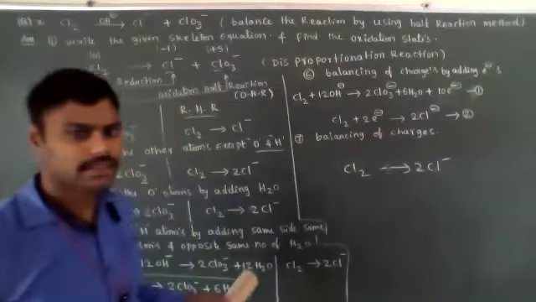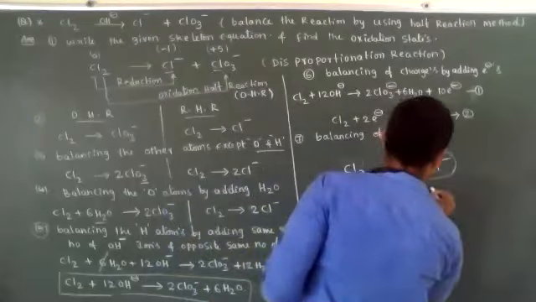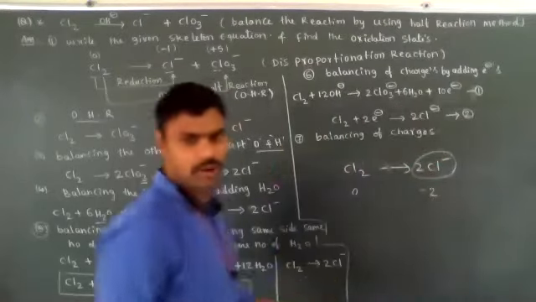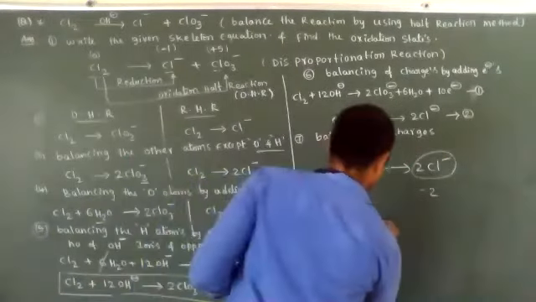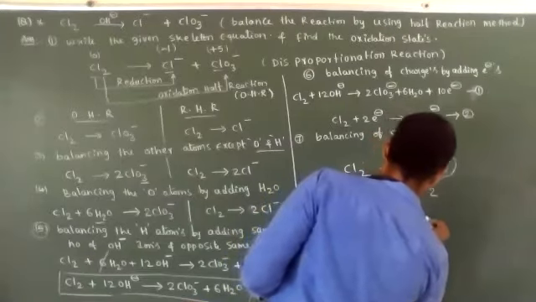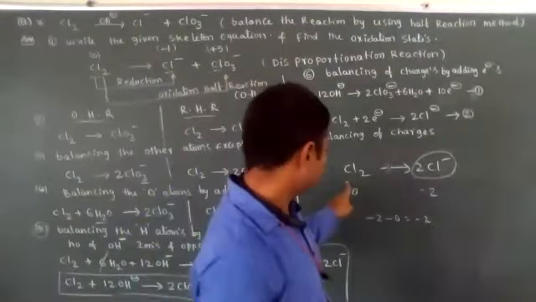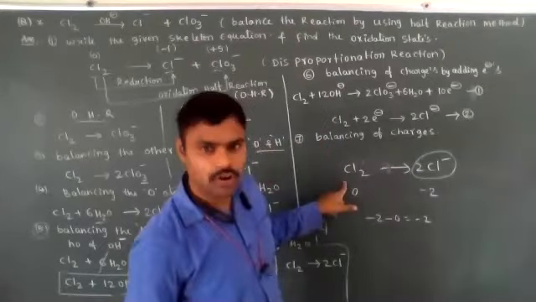Cl2 plus is converted into 2Cl minus. How much negative charge is present? Minus 2. Here charge is 0. What is the difference? Minus 2 minus 0 is equal to minus 2. See, this is minus 2. Here 2 units of charge are more present.